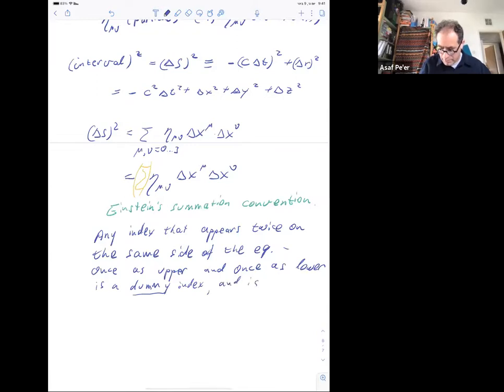And is being summed. If you see that the same index appears twice on the same side of the equation, both times upper or both times lower, you know you did something wrong. This cannot be.